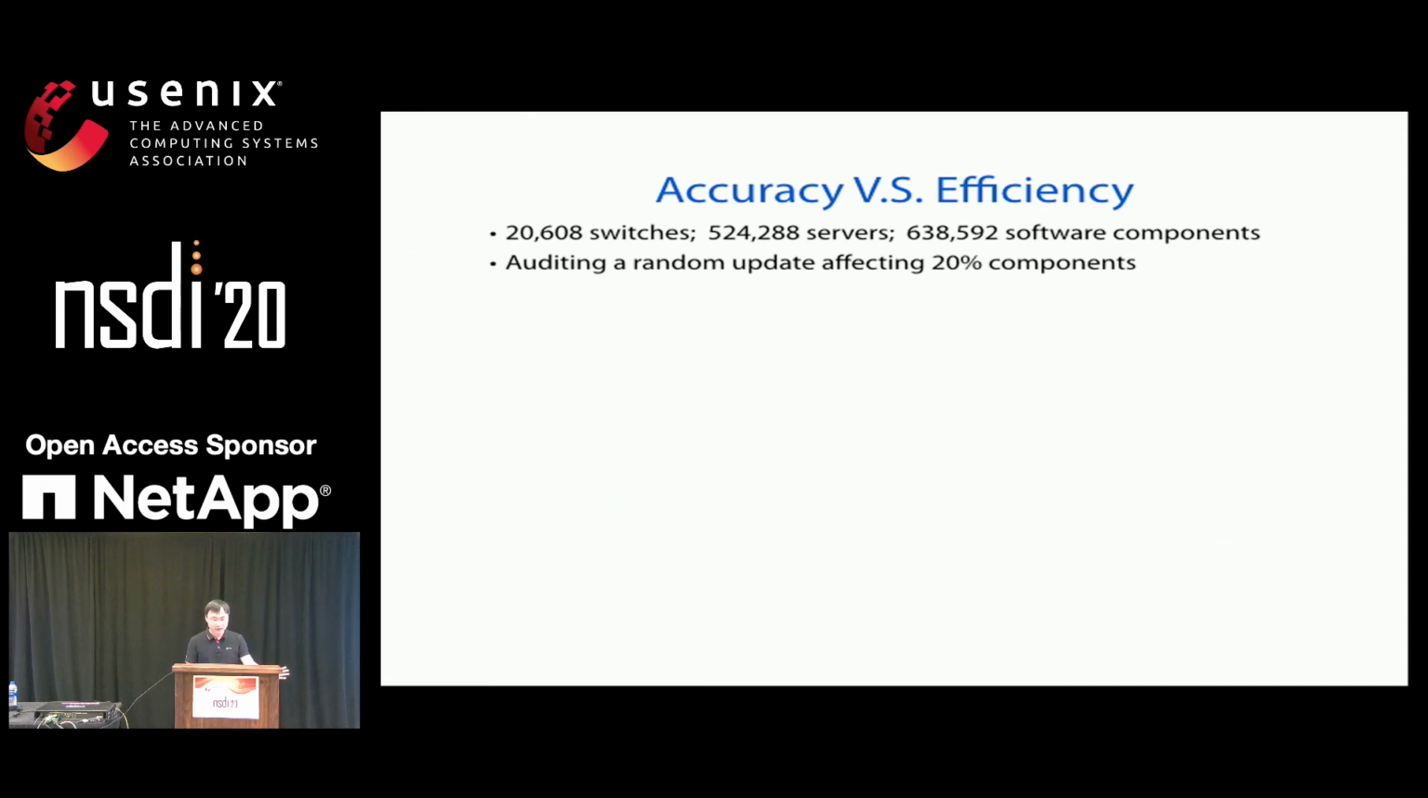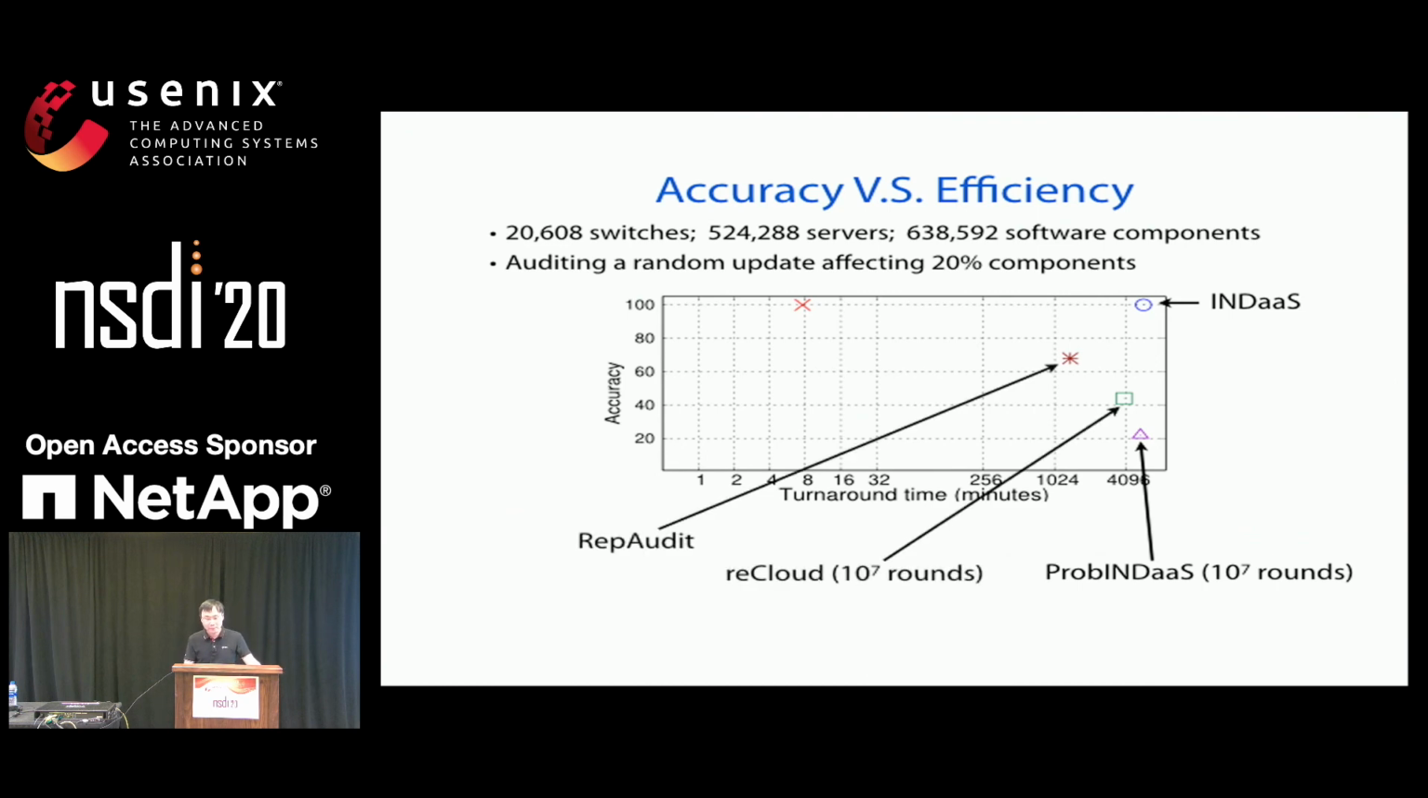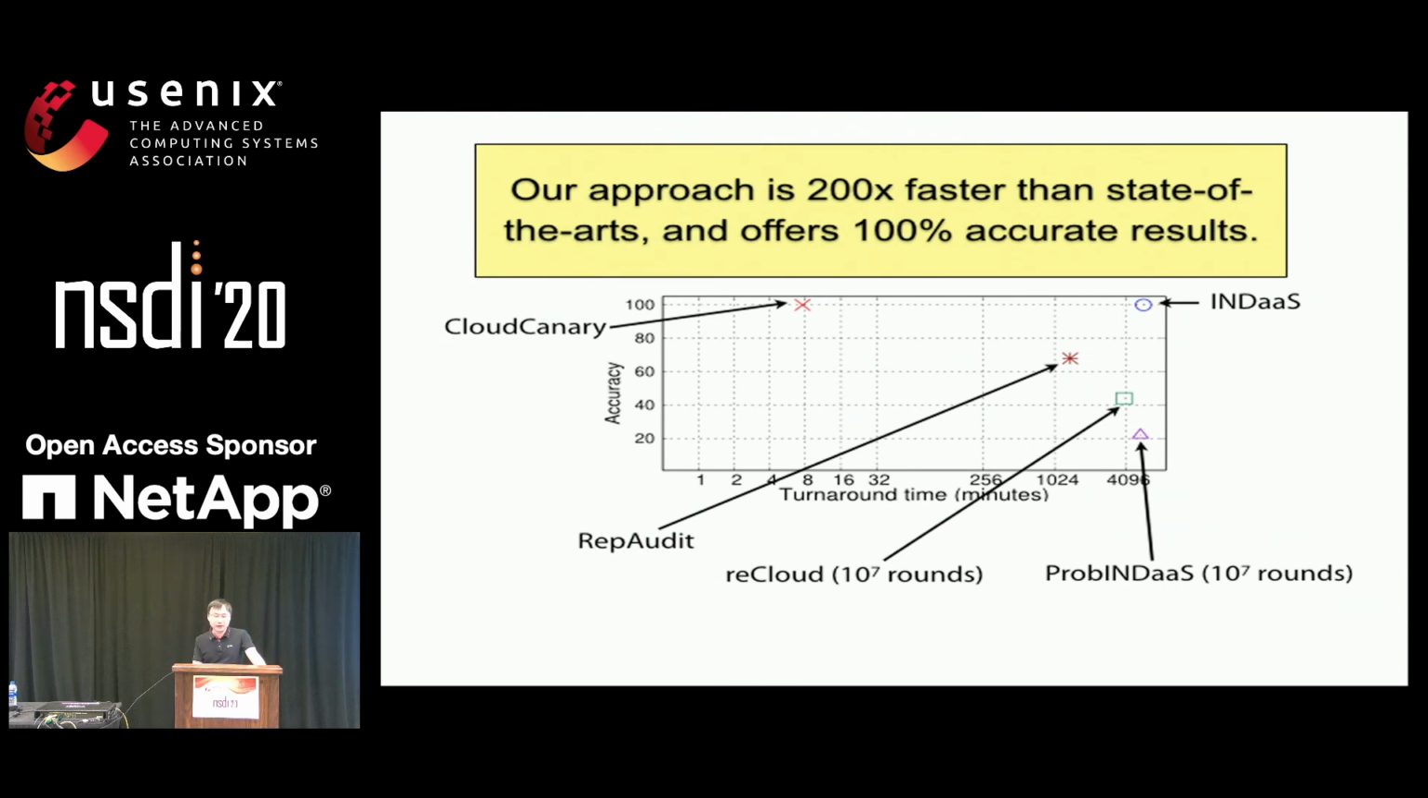So suppose a random update affects 20% of components in a given service snapshot, and we can see Indus. Indus is very slow, but Indus can output a very accurate result. Here the x-axis is time and the y-axis is accuracy. So this is the state of the art, and this is the result of CloudCanary. CloudCanary is 200 times faster than the state of the art and offers 100% accurate results.